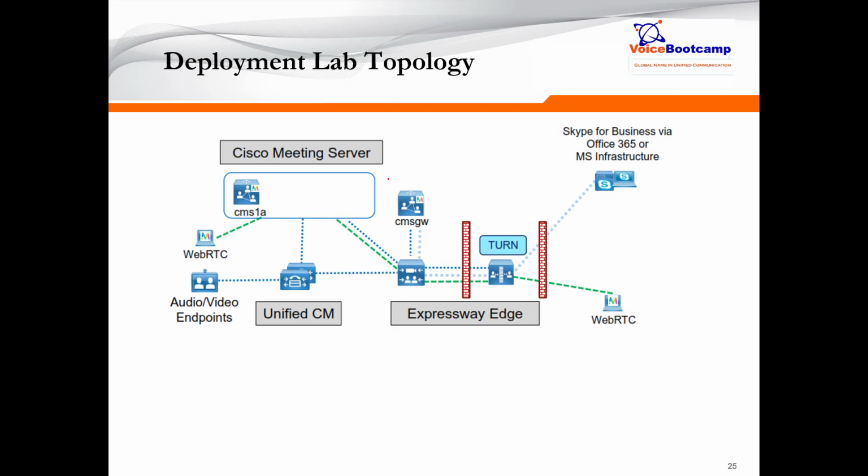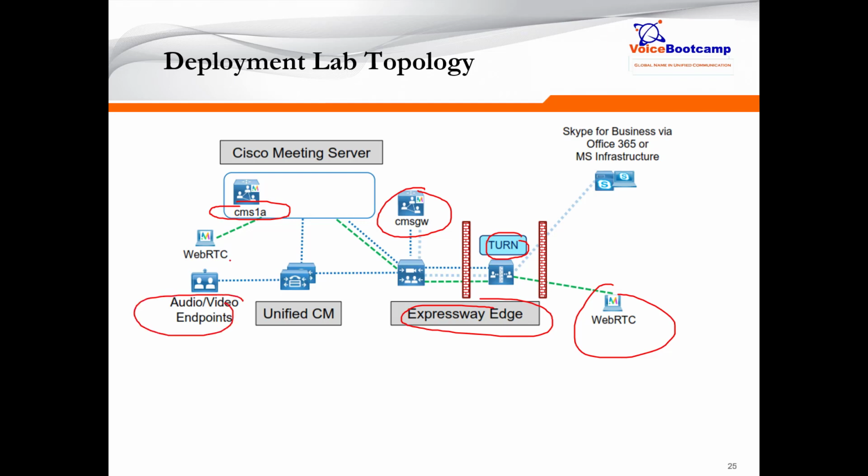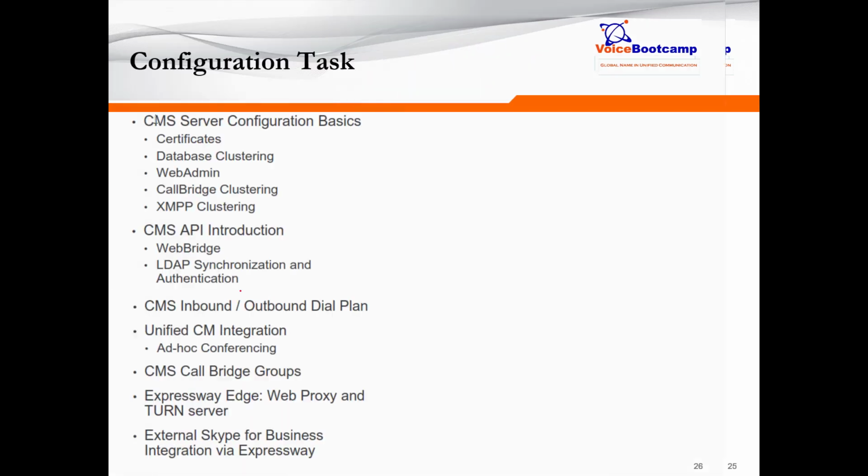The deployment and the lab topology that we're going to use is basically that we'll have our own Expressway Edge, which has a TURN server running. We will have a client outside. We have a single meeting server gateway. We have one meeting server in our cluster. And then, of course, our internal Call Manager, video endpoint, and a WebRTC client. So when we do the lab, I'll show you how to configure each component individually.